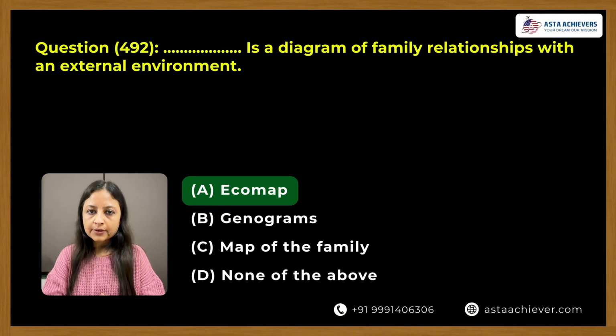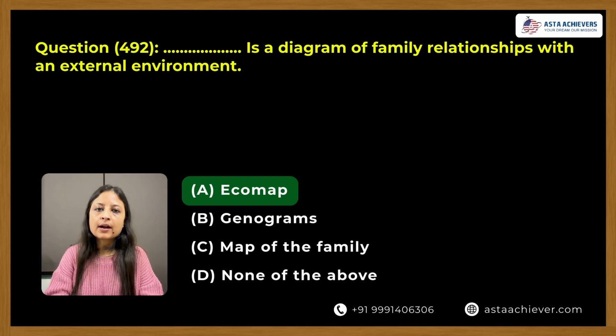Question number 492. In community health, a diagram of the family relationship with the external environment is called option A, eco map. Option B, genogram. Option C, map of the family. And option D, none of the above. So option A, eco map, is the correct answer.